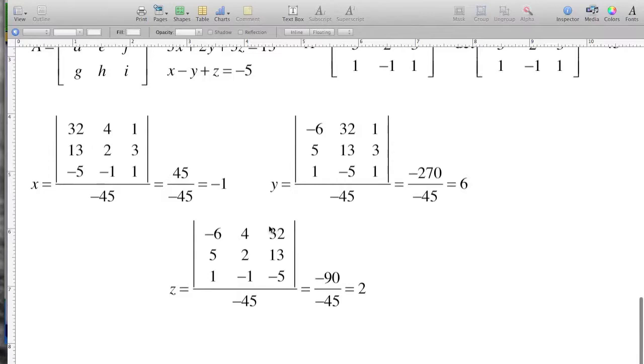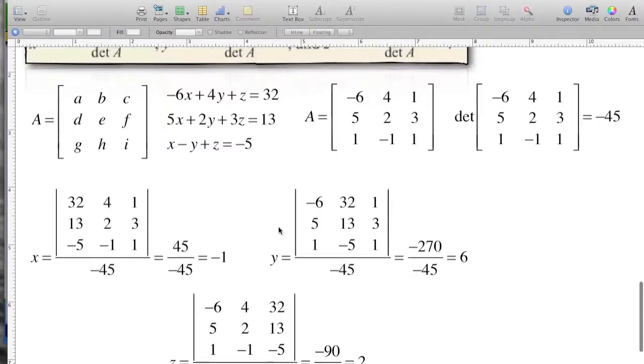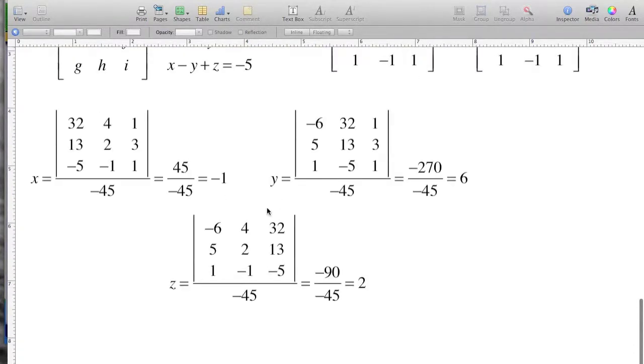And then now, as we go to the z, you find that the J, K, and L filled in the z column. Finished this determinant, and I found it to be negative 90 over negative 45, and that's going to be equal to 2.